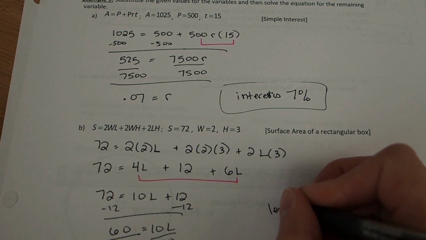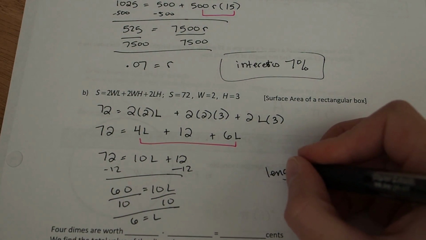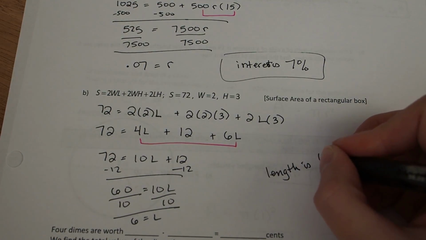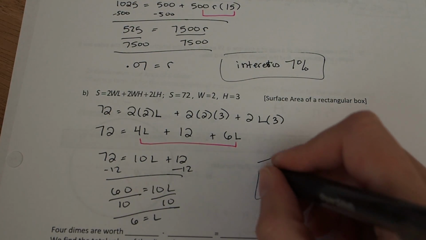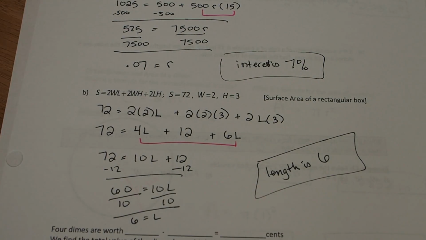So LWH, L is for length, is 6. I don't have units up there, so 6 something, 6 inches, 6 feet, something like that.